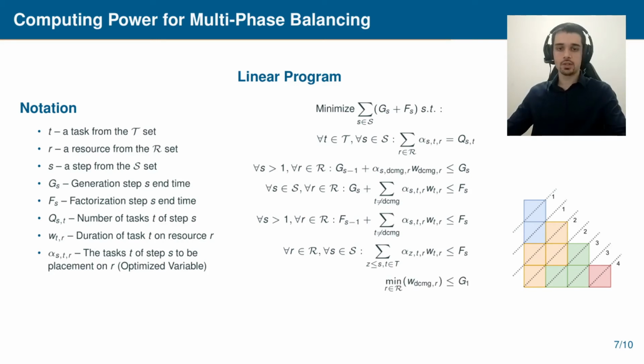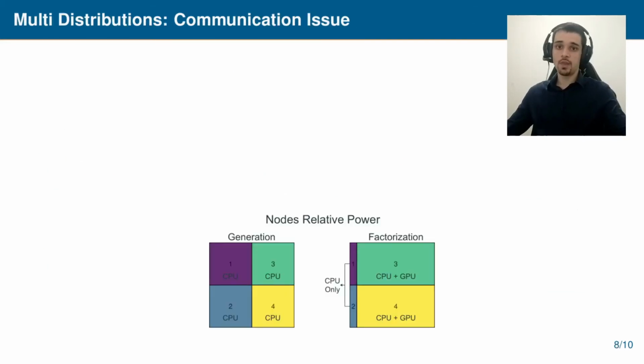And we will also adjust the first iteration a little bit. With this linear program, we can compute the interaction between phases and compute the total power per resource. However, even after we know the powers, we cannot do the distributions individually per phase.